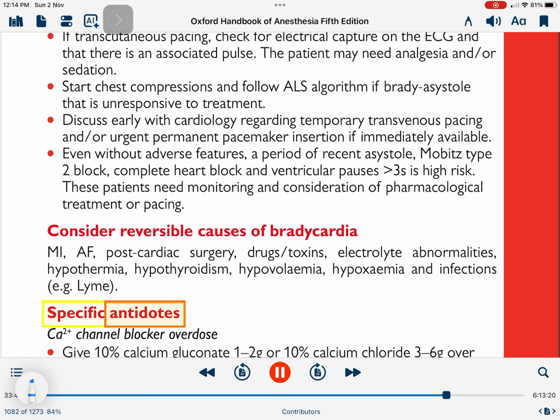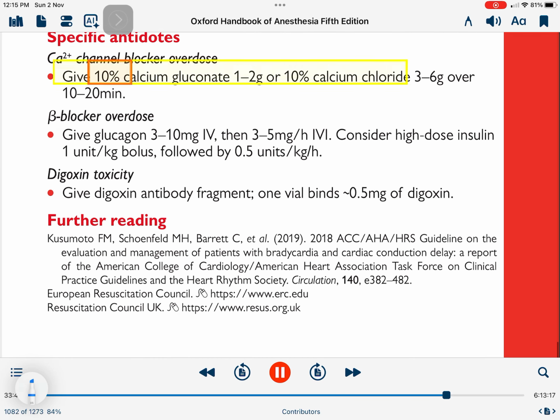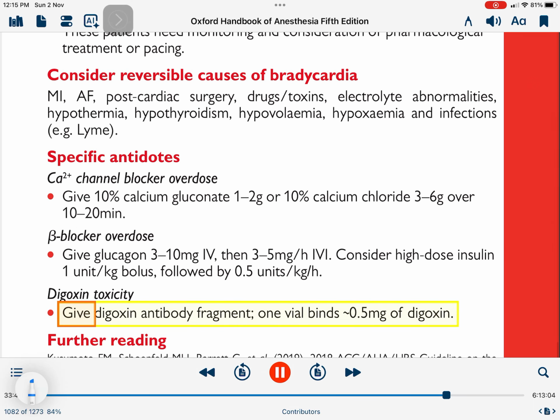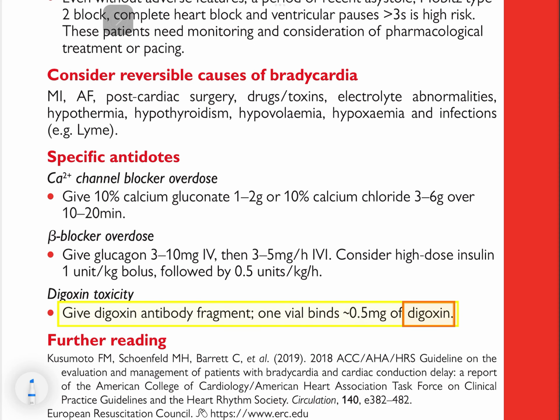Lyme. Specific antidotes: Ca2+ channel blocker overdose, give 10% calcium gluconate 1-2 g or 10% calcium chloride 3-6 g over 10-20 minutes. Beta blocker overdose, give glucagon 3-10 mg IV, then 3-5 mg/h IV. Consider high-dose insulin 1 unit/kg bolus, followed by 0.5 units/kg/h. Digoxin toxicity, give digoxin antibody fragment, 1 vial binds 0.5 mg of digoxin.